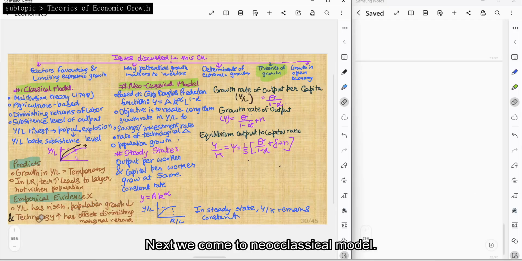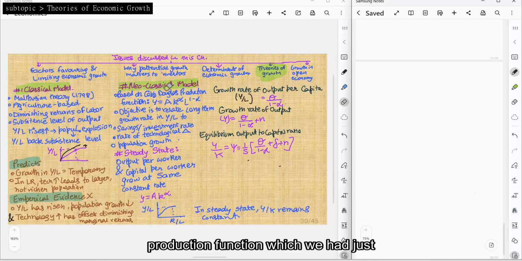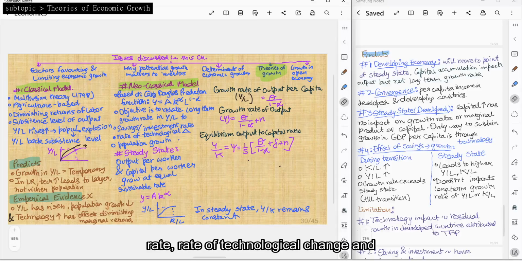Next, we come to the neoclassical model. This was developed by Robert Solow and is based on the Cobb-Douglas production function, which we had just discussed before. Here, the objective is to relate the long-term growth rate in GDP per person to the savings/investment rate, technological change, and population growth. This statement is comparatively not that important, but I have just mentioned it.